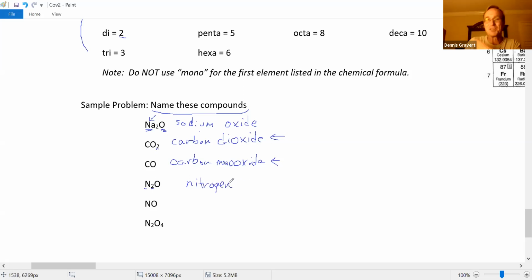Element 7, go take a look at the periodic table. Oh, we already did that. That's oxygen. Chop off the ending, add ide. So this is nitrogen oxide. I don't have enough room, looking ahead for my next part.